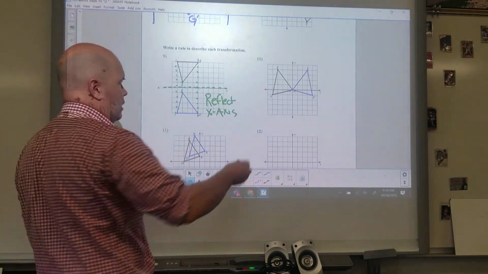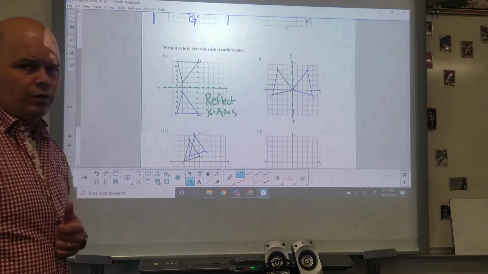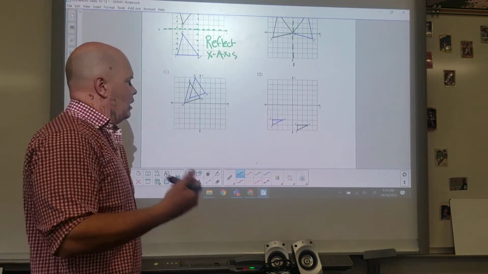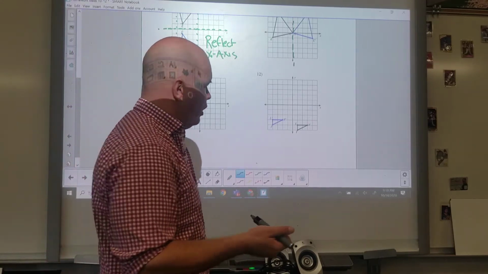For 10, you can see the y-axis is going to be your rule. It's going to be a reflection across the y-axis. Now, 11 and 12 are a little bit more difficult, so let's start with 12. I'll just do 12 real quick.